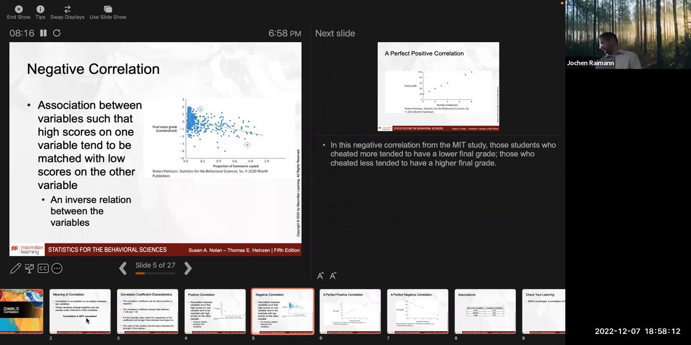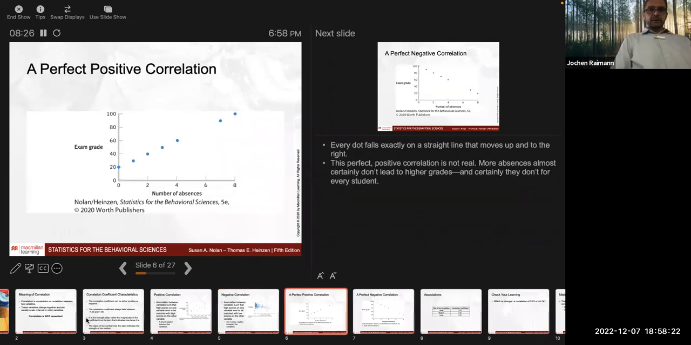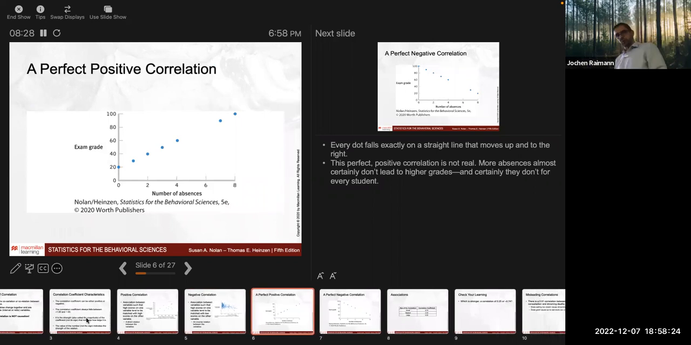Good. Inverse relations, negative correlation. Basically, an increase in the independent variable causes a decrease in the dependent variable. Then we have talked about the perfect positive correlation. That's basically a straight line, and each point of your scatter plot would be located on this straight line. Again, this is probably the last one you will ever see.